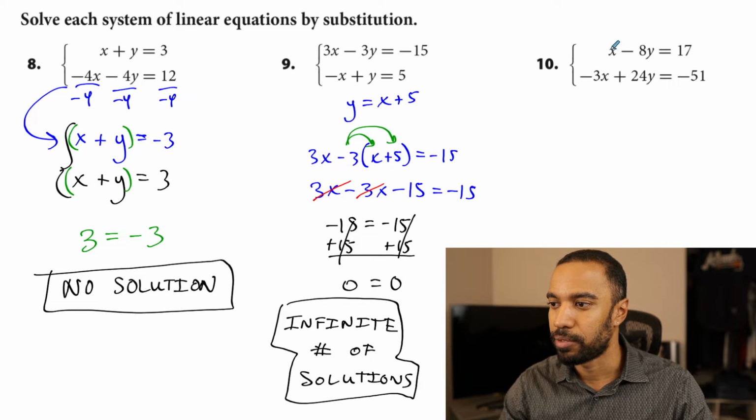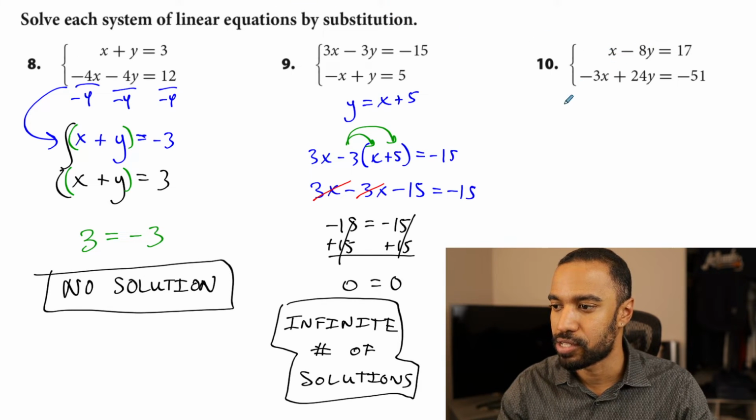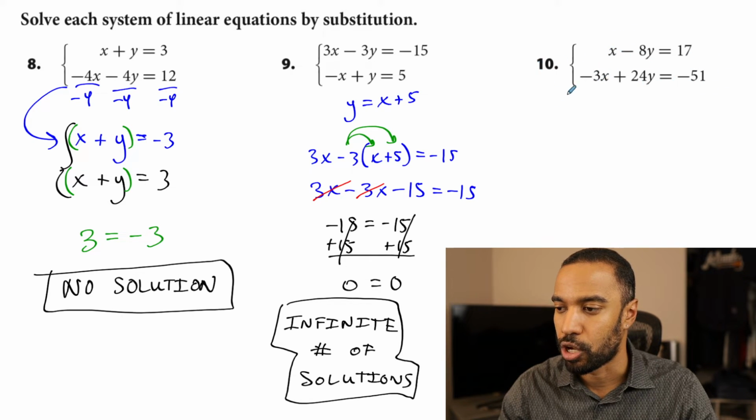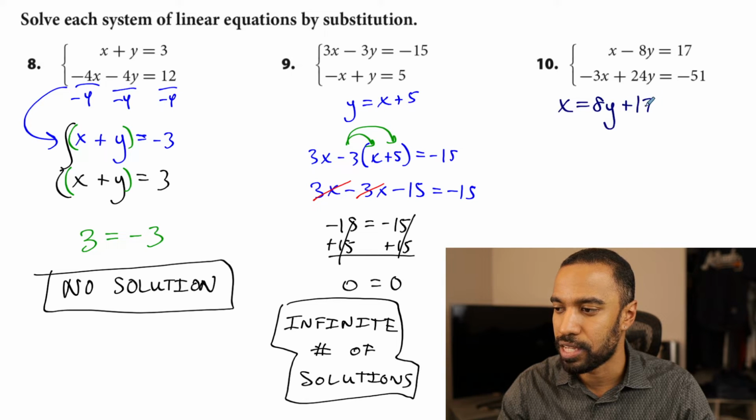Number 10 here, I'm going to go ahead and get this x by itself in the same process. And like I said, if you know that these can divide by 3, and you feel like you want to do something with that, go ahead. I'm just going to go back to normal form. Add 8y to both sides. I get x equals 8y plus 17.